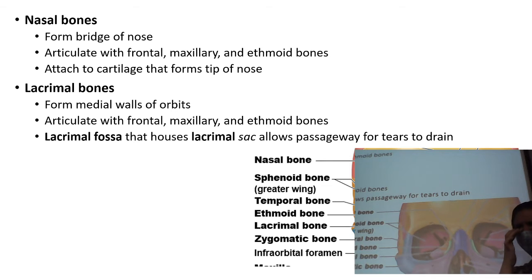Lacrimal bones. Does anybody know what that is? Okay. Lacrimal has to do with tears. I'm not sure if this is common knowledge or not. I have no idea now what people know. Okay. Lacrimal bones, they're right here in green. They're hard to probably see on your skulls. You can probably find them.